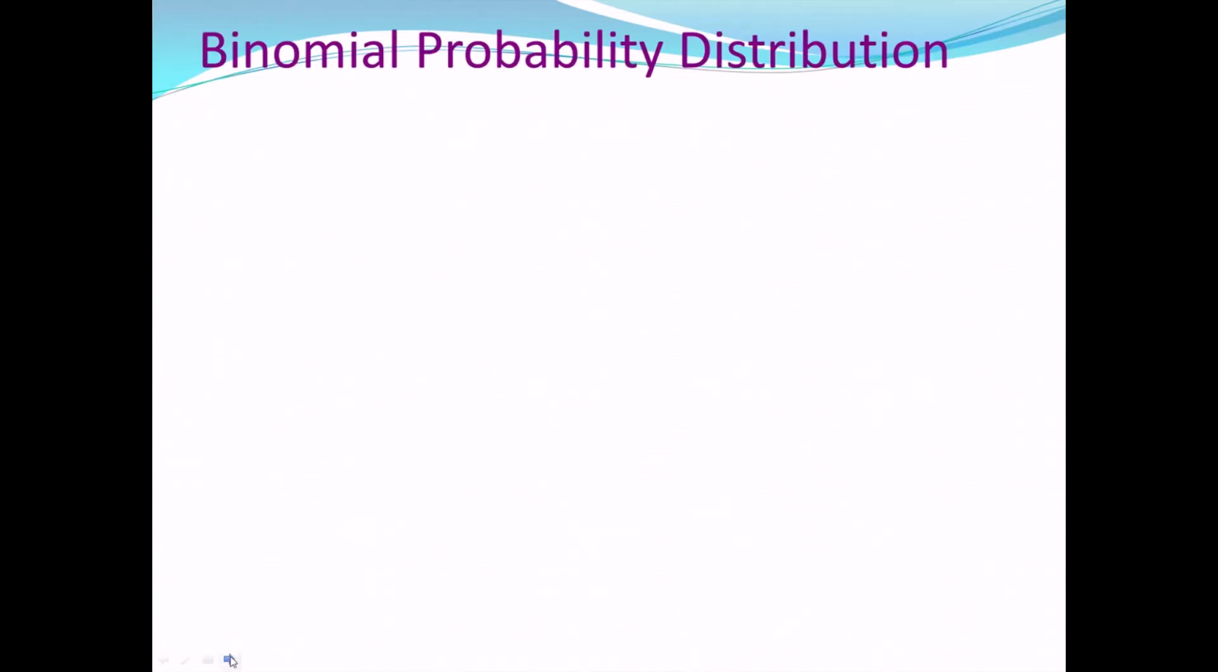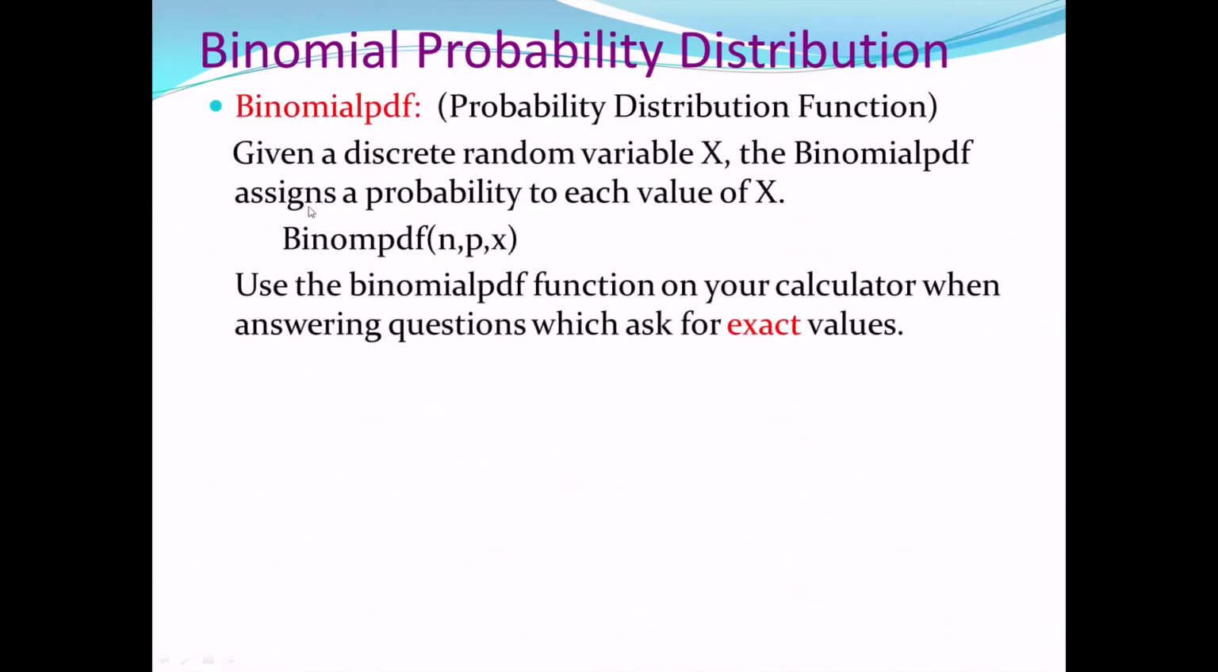Okay, so there are 2 ways that we're going to go about calculating these things. The first one is going to be a binomial PDF, probability distribution function. Don't leave the binomial off of this and just write PDF, because there's a lot of PDFs for other things, okay? Given a discrete random variable x, the binomial PDF assigns a probability to each value of x, all right? So it answers the question which asks for exact values.